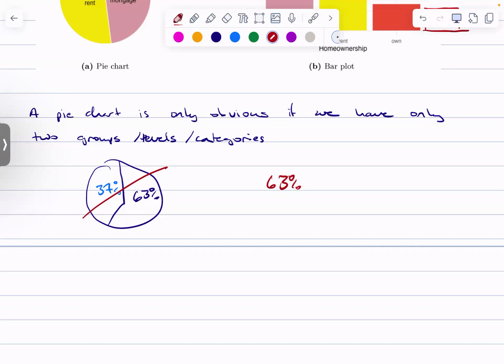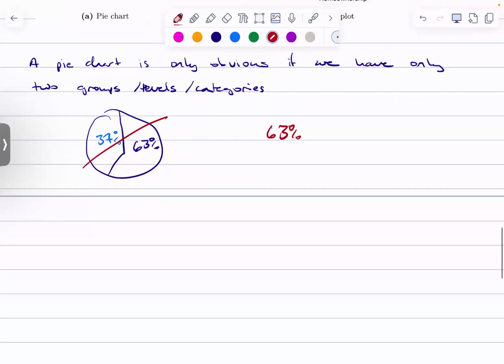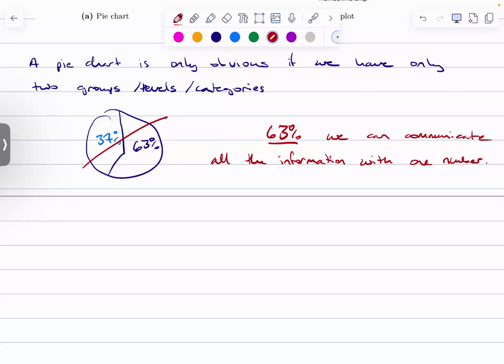That's not the probability, it's 100%. No, we never say 100% in stats. Never. So here, we can communicate all the information with just the one number. Probably put a label. So then you don't need a pie chart.